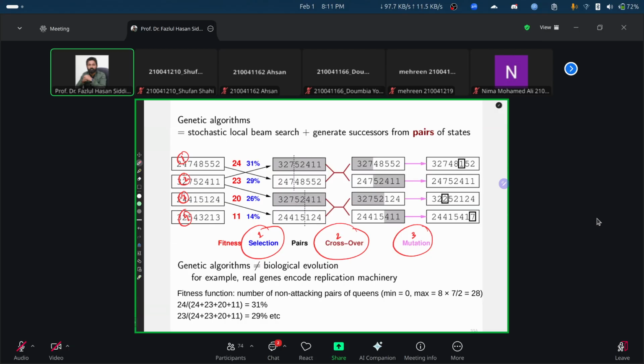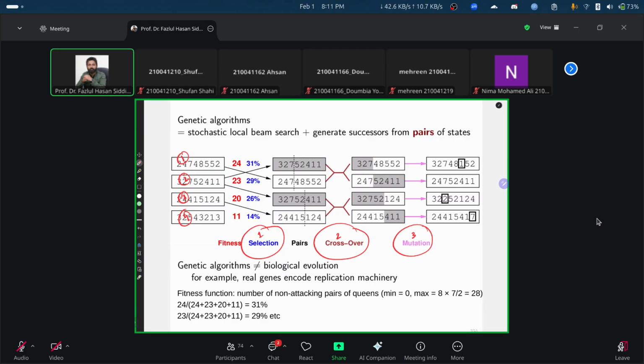That's why this is called Darwin's theory. That means only the survival. Who will survive? Only the fit people will survive. So, survival of the fittest, right? So in order to do the selection, we first need to calculate the fitness.